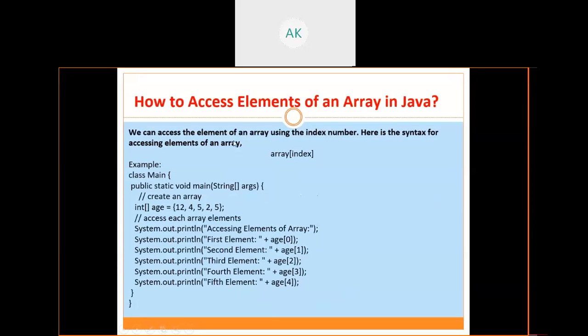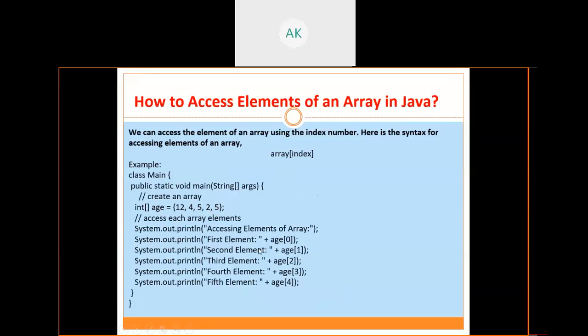Suppose I'm talking about this example in which I have declared one class, and inside the main function I have created one object, and that object is of type integer array. So int age equals 12, 4, 5, 2, 5, meaning this age has 5 elements, where 12 will be at the 0th location, 4 will be at the first index, likewise the last 5 will be at index n minus 1, that is 4.